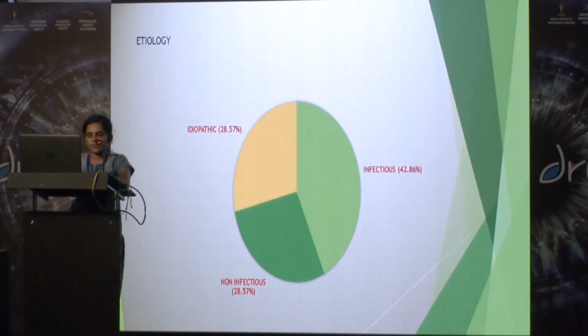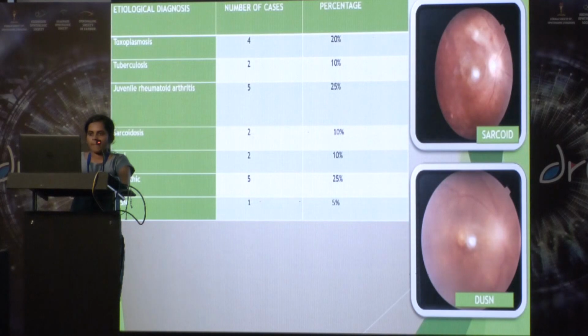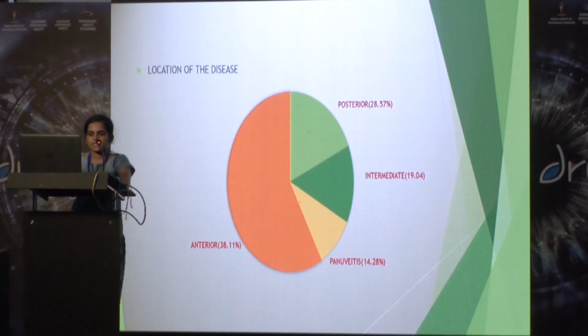Majority of them were infectious causes, about 42.86%, and the idiopathic and non-infectious causes contributed 28.57%. Then the etiological diagnosis: a major proportion was found to be infectious causes, and among them it included toxoplasmosis, tuberculosis, viral, and a single case of DUSN. Then the majority of non-infectious cause was juvenile rheumatoid arthritis, 5 cases, and in that 2 cases presented as band keratopathy as the first presentation itself, which shows the presentation of juvenile rheumatoid arthritis as white uveitis. The location of disease: anterior uveitis contributed a major portion, followed by posterior, intermediate, and panuveitis.